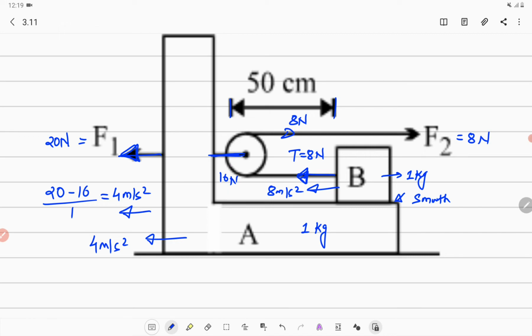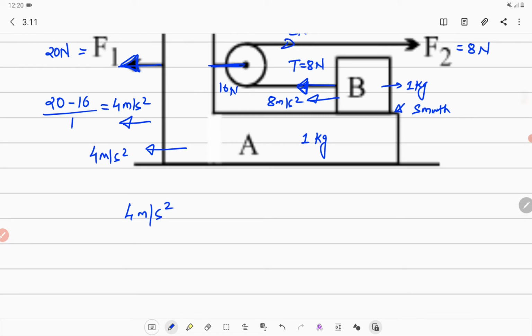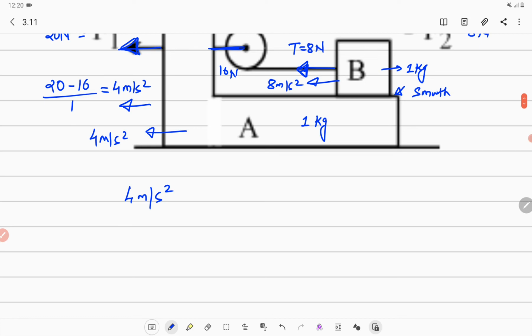Now the pulley is going forward because it is connected to A, with an acceleration of 4 meter per second square, and the block B is moving forward with an acceleration of 8 meter per second square. So the relative acceleration of them should be 4 meter per second square. That relative acceleration is used to cover the distance of 50 centimeter or 0.5 meter.